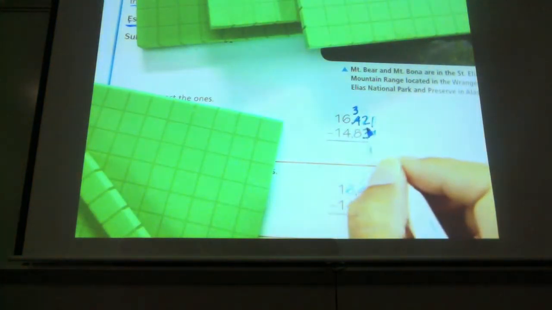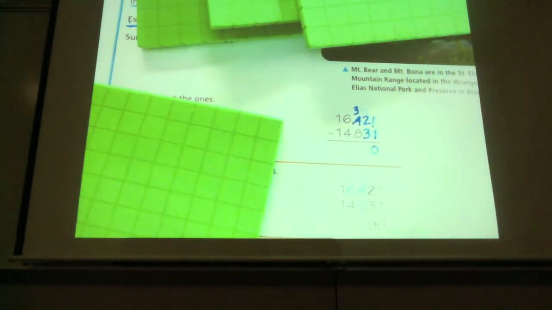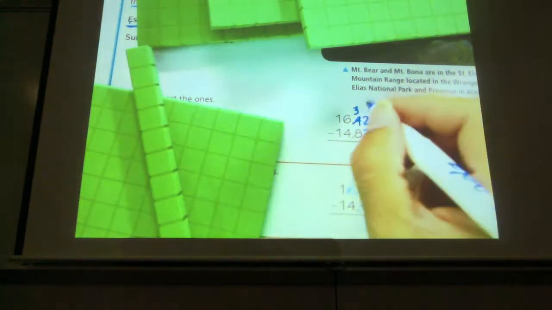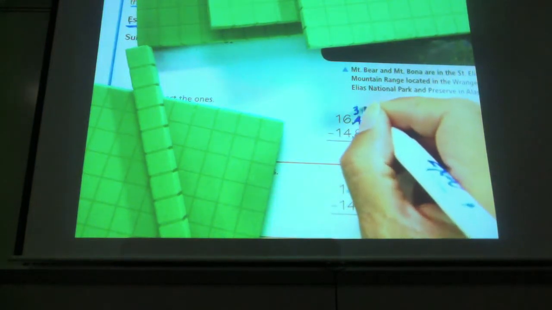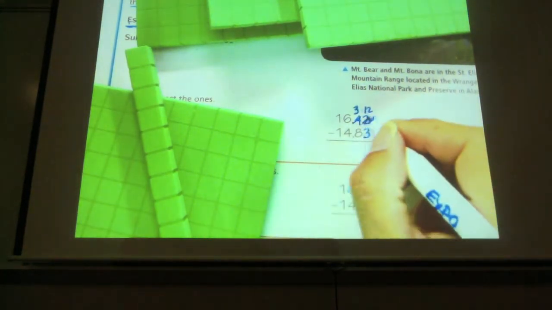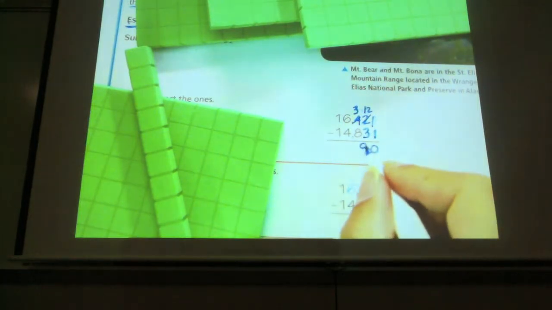So one of these gets traded for 10 of these. Now a lot of you were telling me I traded for 12. That's because you already are adding it in. You already had 2 of these. You just added 10 more, and now you have 12. That's why you can say 12 up here. Okay. So now we can do 12 minus 3. 12 minus 3 is how much? 9.